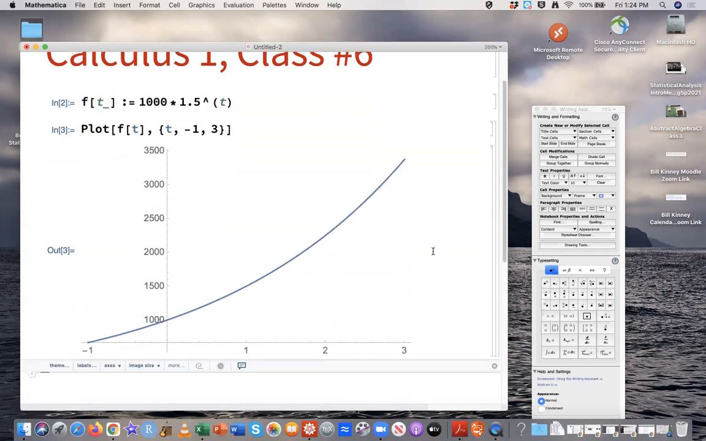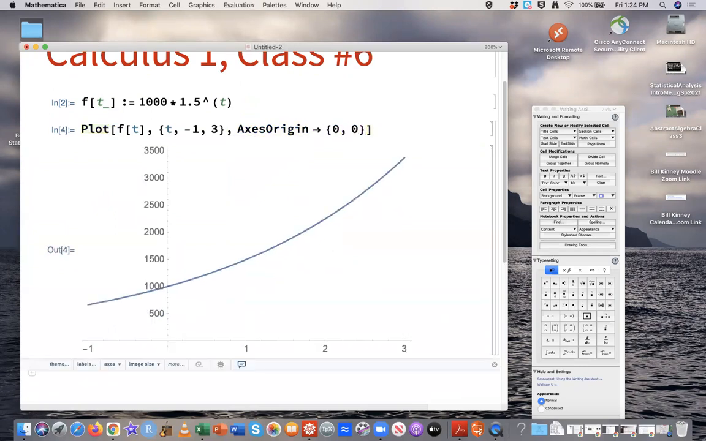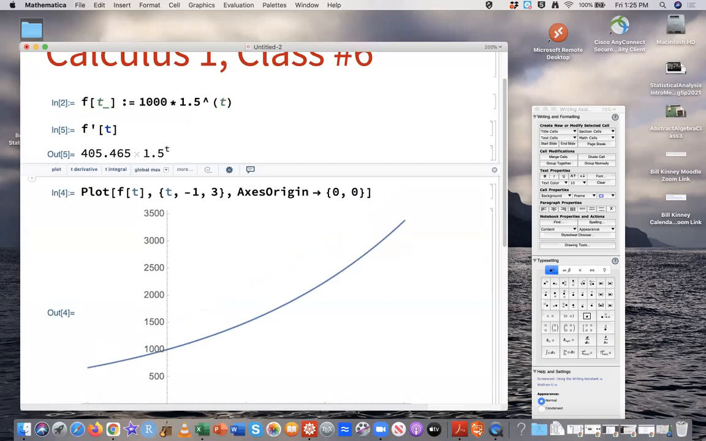There's our graph. Sometimes Mathematica doesn't put the origin where it should be. You can see the origin is actually not at this point. Well, you can force it to be there by doing AxesOrigin arrow {0, 0}. Let's confirm the derivative. Once I've plugged the function in, I can type f prime of t to get the derivative. There, that 405.465, that's 1,000 times natural log of 1.5, right?